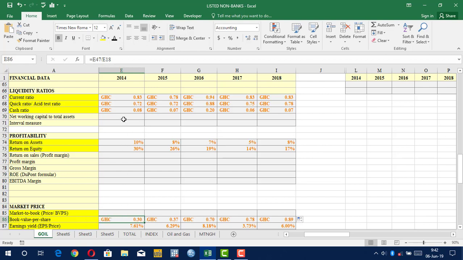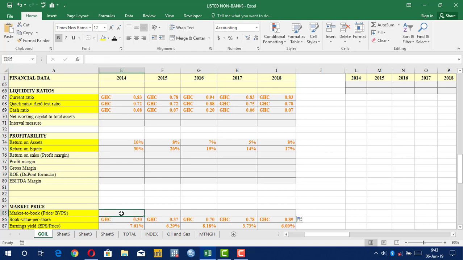In 2014 you are getting 30 pesos, in 2015 37 pesos, 70 pesos, 78 and 89 pesos. So how much equity, how much shareholders' fund does the company have, and dividing it by the total number of outstanding shares gives us the book value per share.